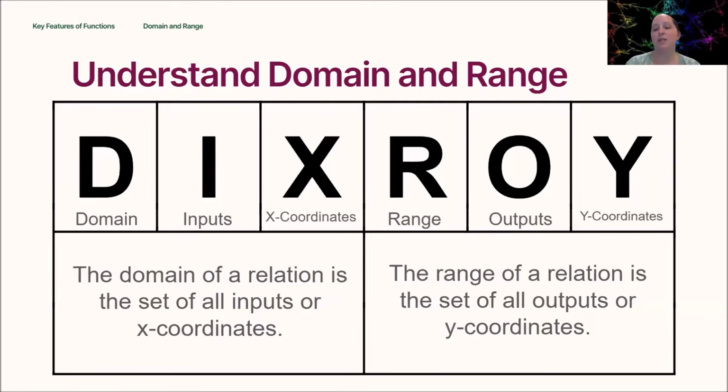So one easy way to remember this is Dix-Roy. DIX: domain, inputs, x coordinates. ROY: range, outputs, y coordinates.